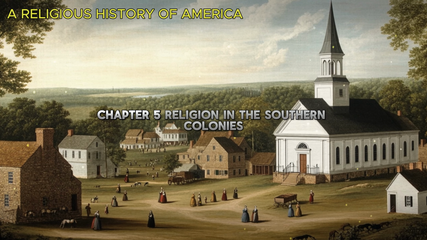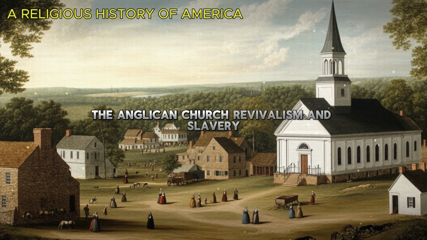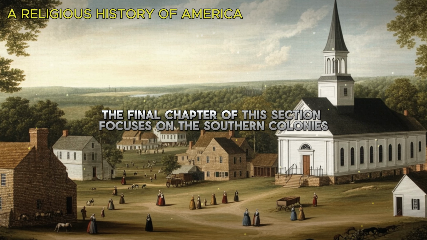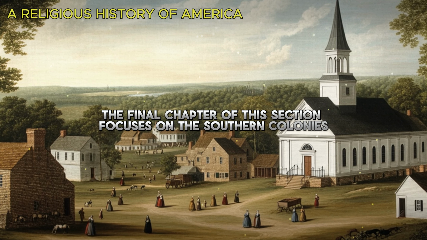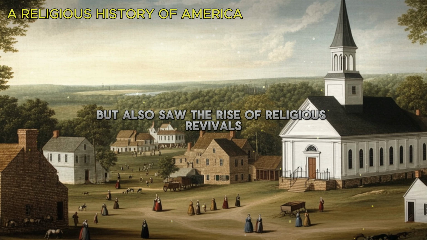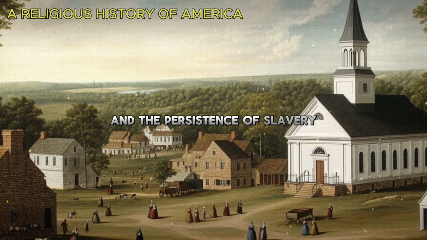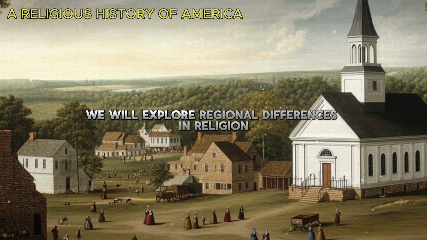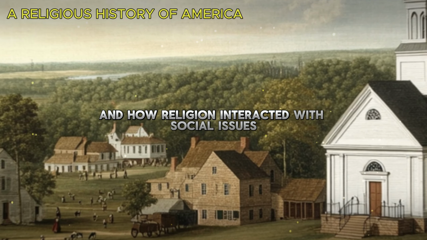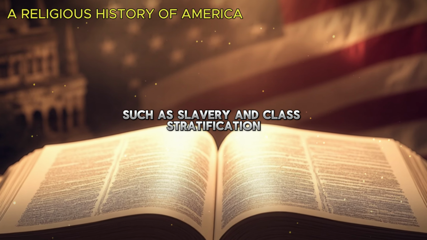Chapter 5, Religion in the Southern Colonies, the Anglican Church, Revivalism, and Slavery. The final chapter of this section focuses on the Southern colonies, where the Anglican Church remained important, but also saw the rise of religious revivals and the persistence of slavery. We will explore regional differences in religion and how religion interacted with social issues such as slavery and class stratification.